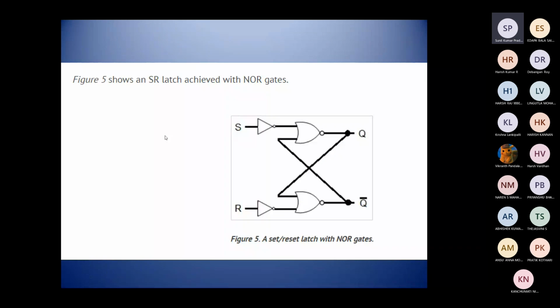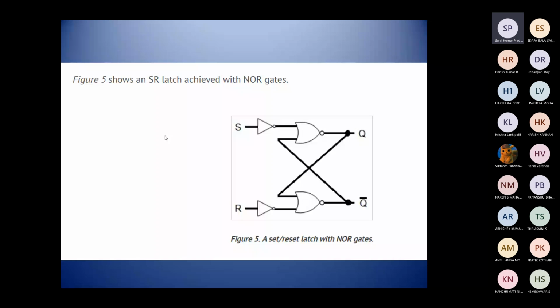Now, whatever we have discussed so far for the SR latch, we have obtained through NAND gates. So the SR latch is obtained by NAND gate. But let's say if you want to achieve it by NOR gate, then how can it be done? Okay, so the same thing.